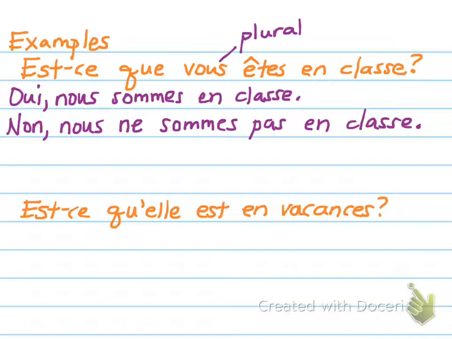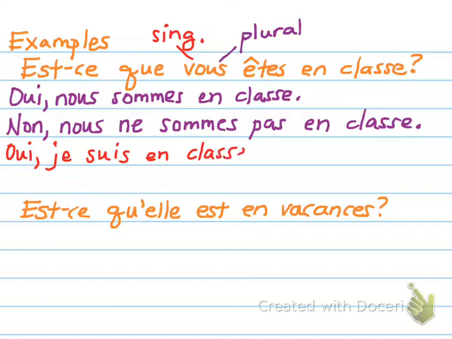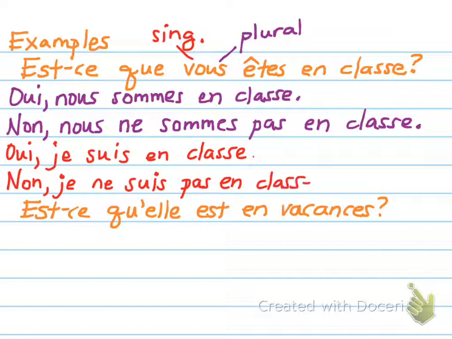Now, if I want to talk about this in a singular sense, like I'm being polite and I'm talking to one adult, then it would be oui, je suis en classe, if that person is in class, or no, je ne suis pas en classe. Okay, so with vous, you have to be a little bit careful about who we're talking to.